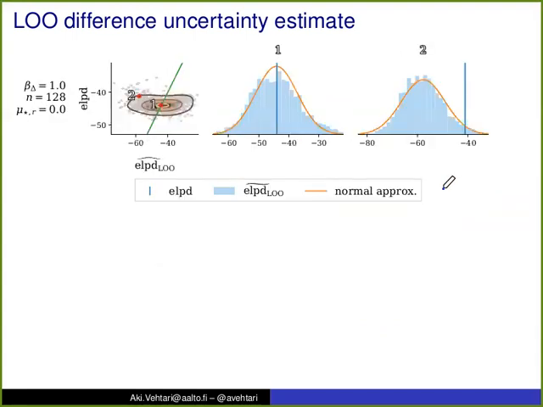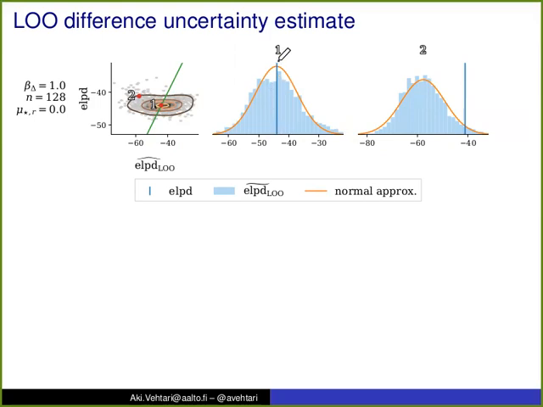Let's look then at how well these uncertainty estimates for these differences work. So here we have the first case, the clear case. So beta is 1, clearly away from 0. We have a relatively large number of observations, and now the bias is very small, and then we pick two example cases. The one we can see now compares our normal approximation and the true error distribution with a histogram.